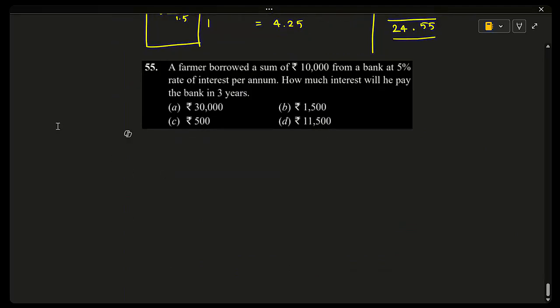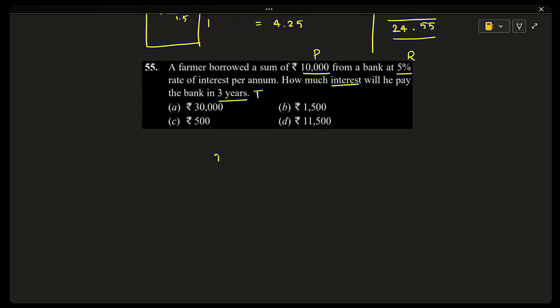Fifty-fifth one. A farmer borrowed a sum of 10,000 rupees from a bank at 5% rate of interest per annum. How much interest will he pay the bank in 3 years? So they're asking the interest. So what is this 10,000 rupees? It is the principal, and this 5% is the rate of interest, and 3 years is the time period. We want to find the interest.